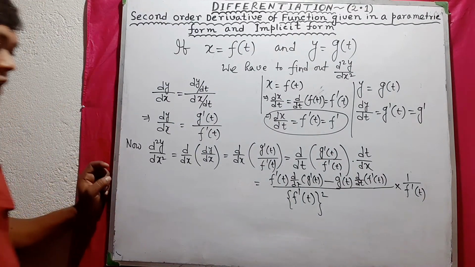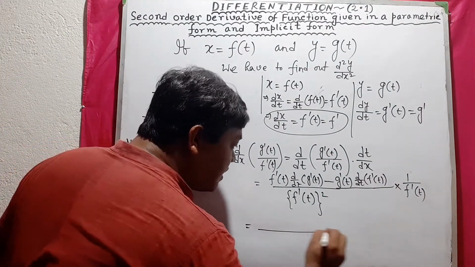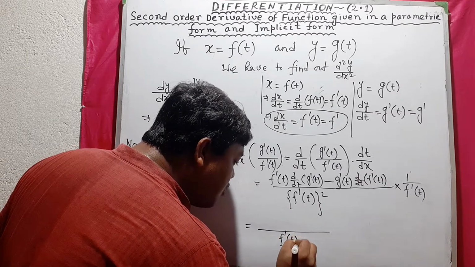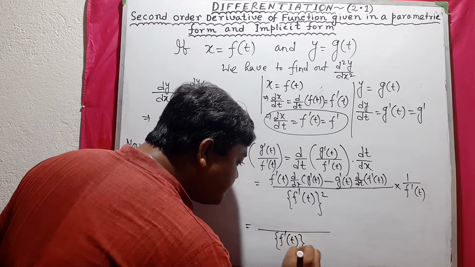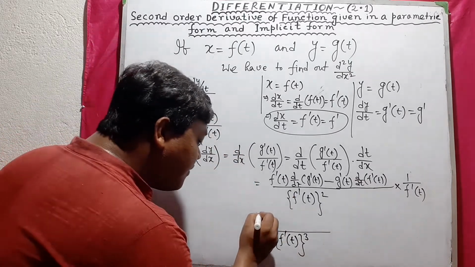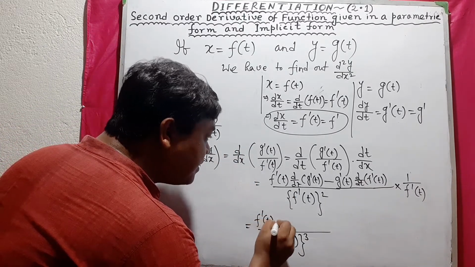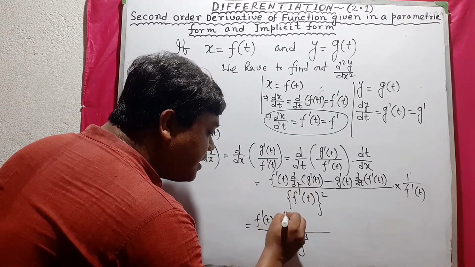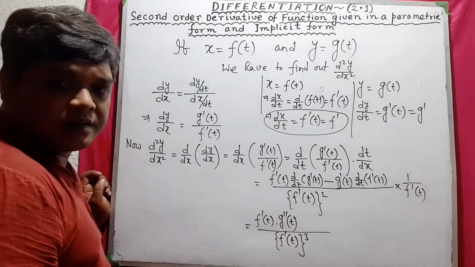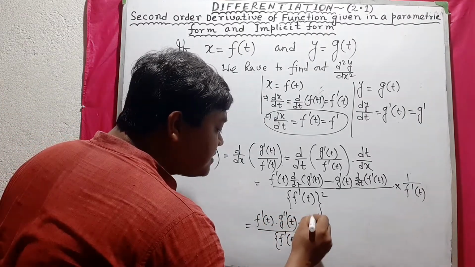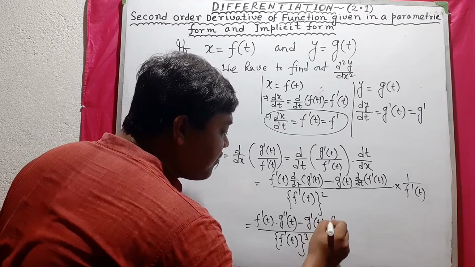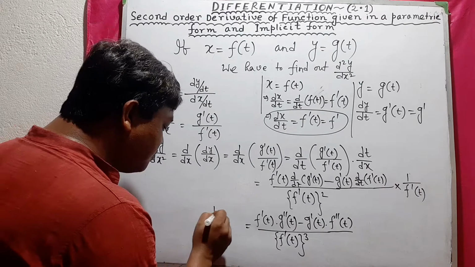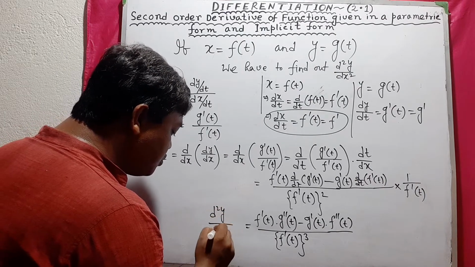Clear? So after some calculation, 1 by f dash t whole square and f dash t, that is f dash t whole cube, and f dash t and g dash t. So d/dt of g dash t is g double dash t, minus g dash t into f double dash t. Okay, so that is d2y/dx2.